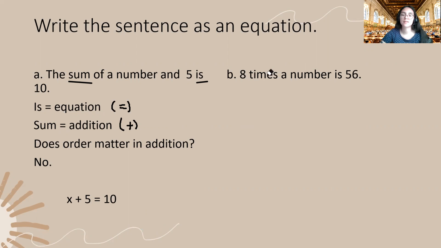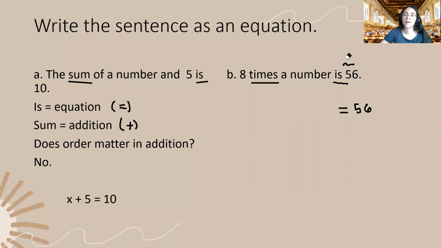We have 8 times a number is 56. I'm going to underline two things. I'm going to underline times and is. Okay. Times is telling me that I'm going to have multiplication. Is telling me that I'm going to have an equal sign. So 8 times a number is 56. So this is my left-hand side of the equation. This is the left. And this is going to be my right, is 56. So that means that 56 is going to go onto the right.